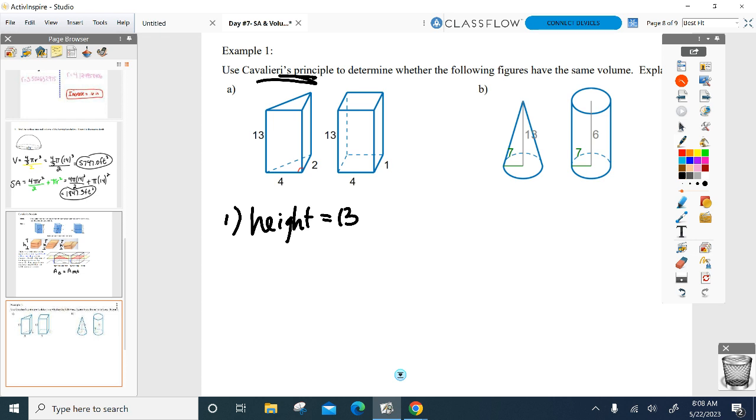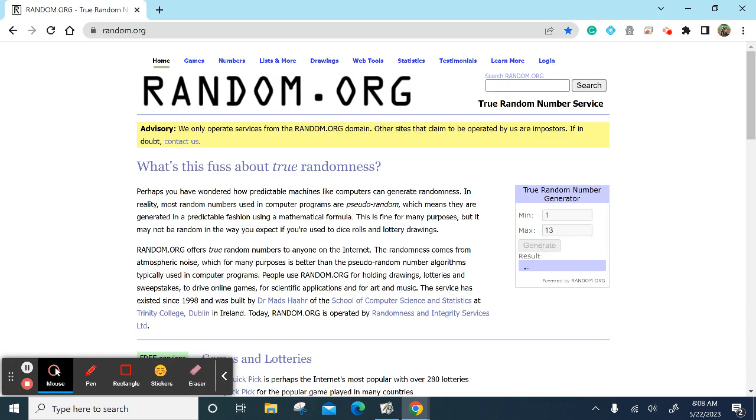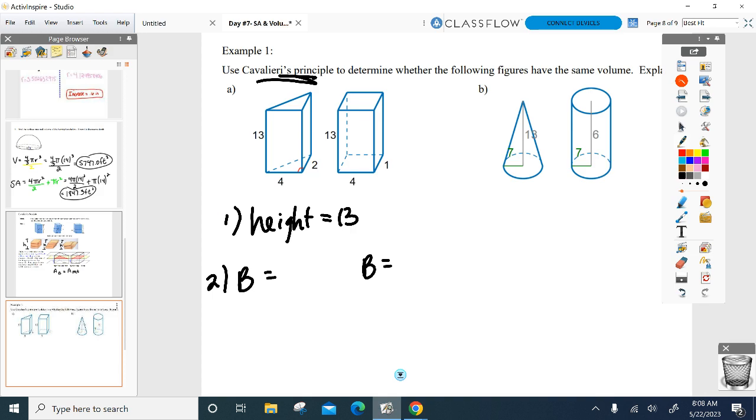They also have the same base area, capital B. So what we have to do now is calculate the base area for each, because there are two different bases here. Calculate the base area. Anna, what shape is the base in this first prism? Right triangle. Okay, so I'm going to do 1/2 times 4 times 2. And that'll give me a base area of 4.